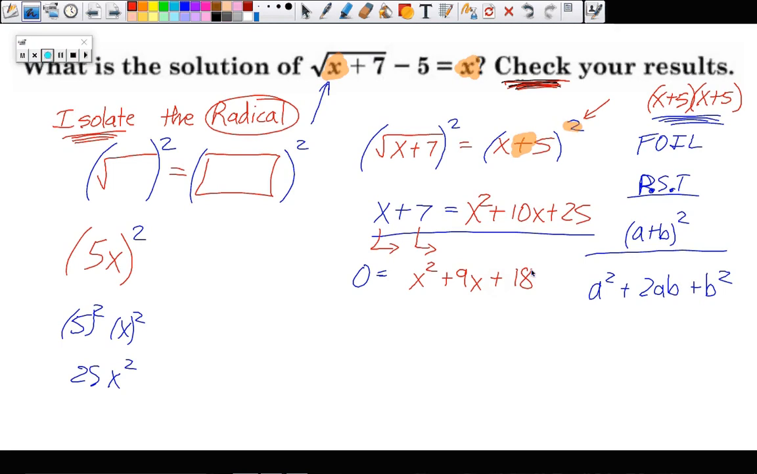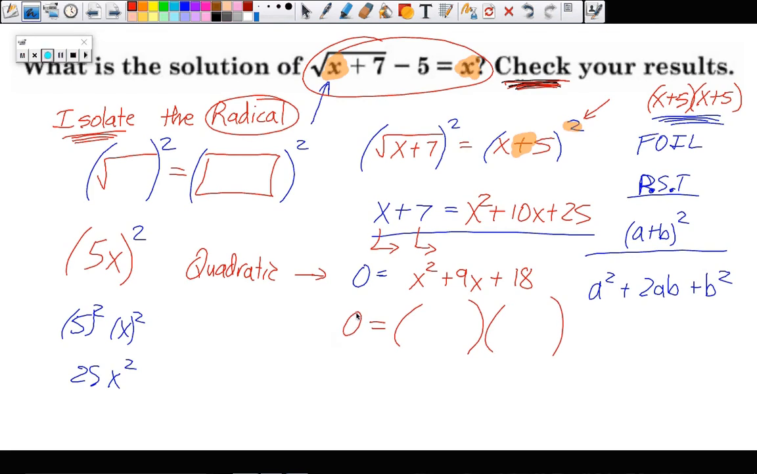Do you notice what we just did? We made a radical equation into a what? Quadratic. We made a radical equation or a radical function become a quadratic function so that we can solve for those possible x's. Guys, what are my factors? Yep, x plus 6, x plus 3. So what are my answers? Negative 3 and negative 6.